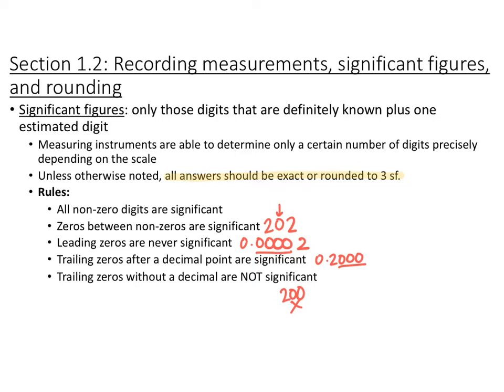And then again, for IB, your answers need to be at least 3 significant figures unless it says otherwise. You can leave them exact, so exactly how your calculator writes it, or, for example, in terms of pi or something. But if you are going to round, the fewest you can have is 3 significant figures.